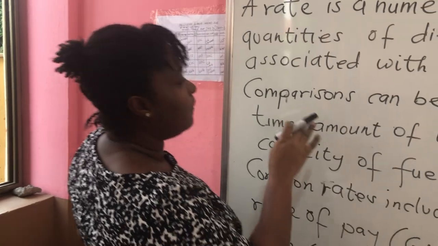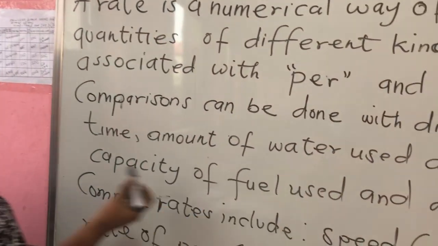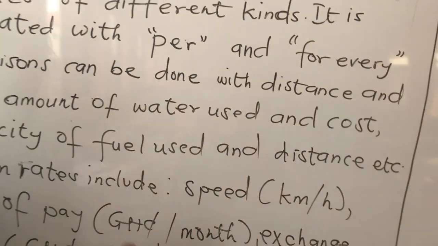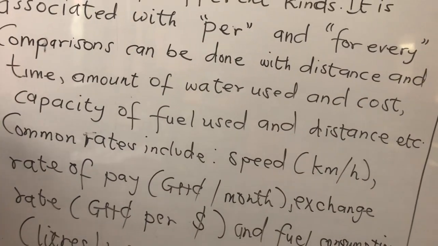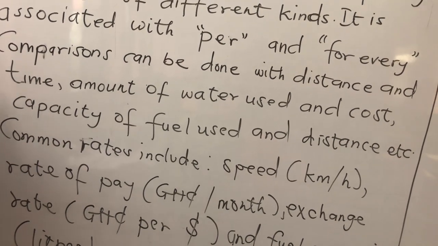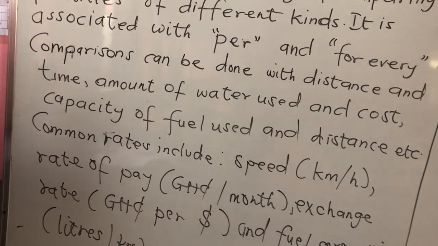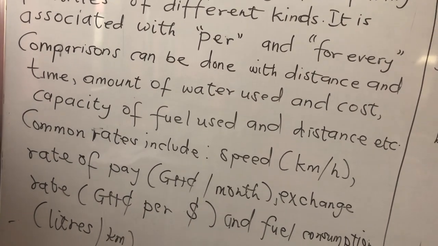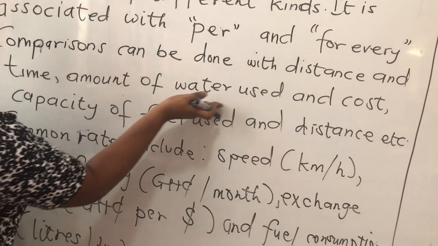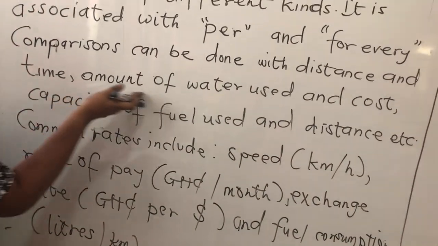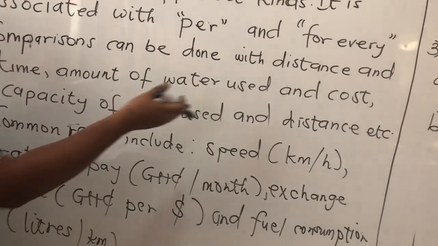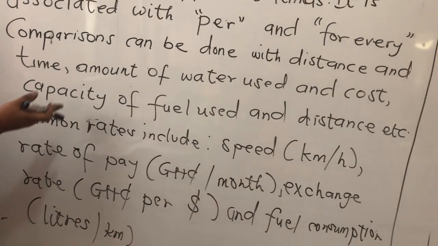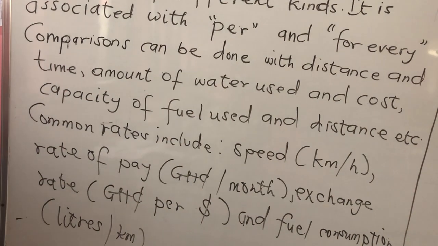Now, we also say that comparison can be done with distance and time. So you can have two quantities: one can be distance, and the other can be time, and you are comparing these two. You are comparing the distance a car covered and the time it took to cover that distance. We can also look at another one, where we compare the amount of water used and its cost. So you can see water per cost. So it's a rate.